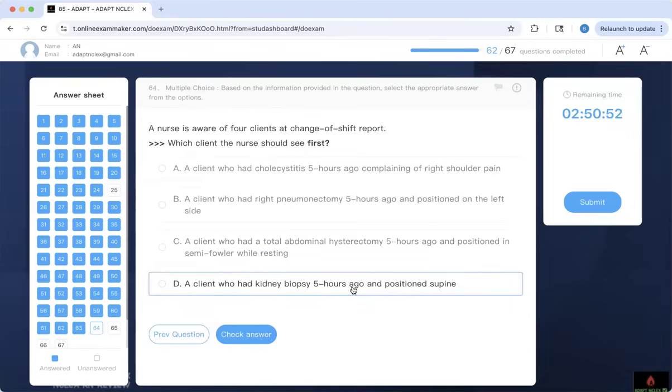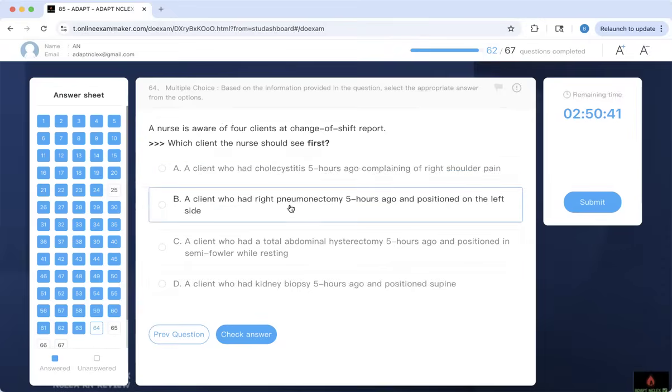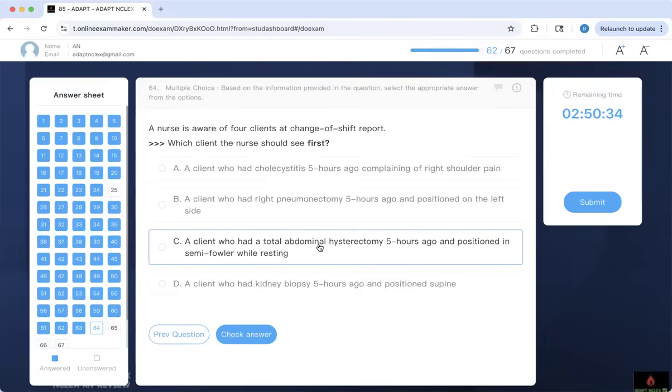And a nurse is aware of 4 clients at change of shift. Would you, when you see prioritization 101? A client who had cholecystectomy 5 hours ago, right side. A client who had right pneumonectomy 5 hours ago is positioned on the left side. A client with total abdominal hysterectomy 5 hours ago, positioned in semi-Fowler's. A client who had what? Kidney biopsy 5 hours ago in supine position. Who needs to be seen, whose situation is not expected?